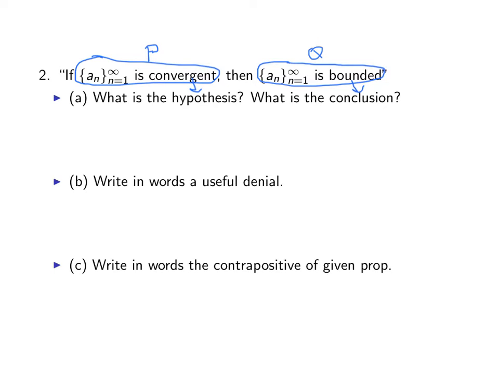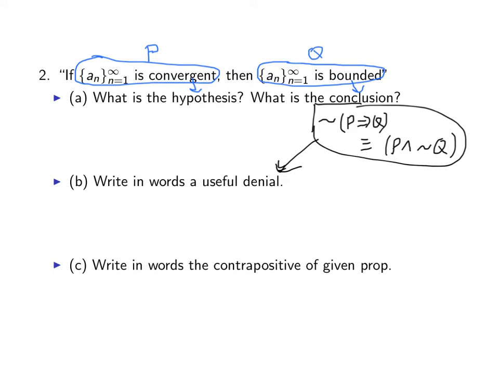Now, the useful denial of P implies Q is that P is true and Q is false. In symbols it looks like this. You see, it's like that promise thing that I said in class, that by mathematical convention, for an implication to be false, it has to be that the premise is true and the conclusion is false. If the premise is false, then the statement is true for free.